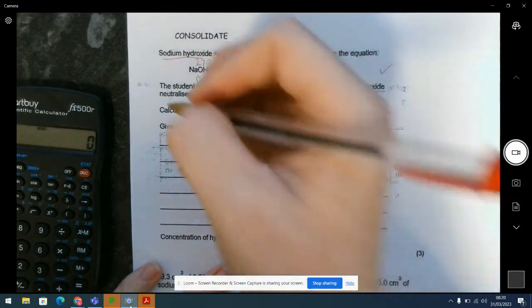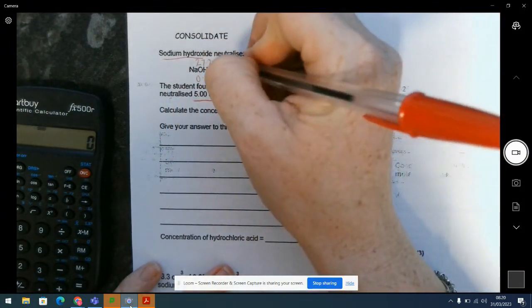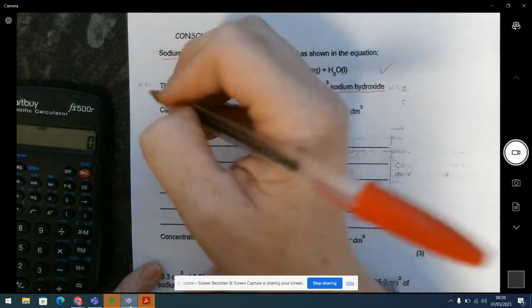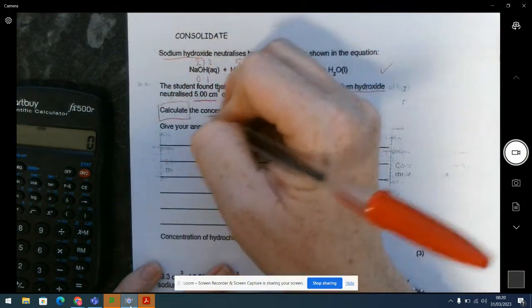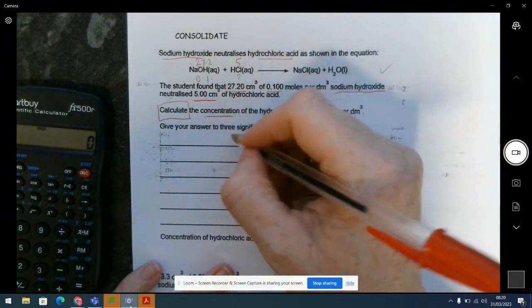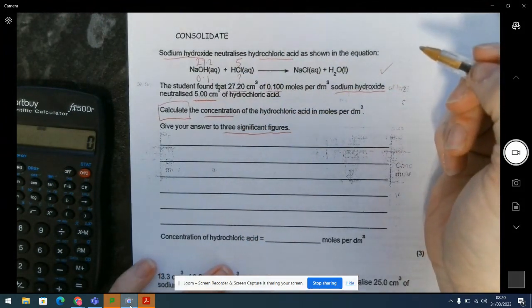It says that has neutralized 5 centimeters cubed of hydrochloric acid. So again, I've got my volume for hydrochloric acid there. I have to calculate the concentration. Now that's the thing I don't know. And I've got to make sure I give my answer in 3 significant figures.